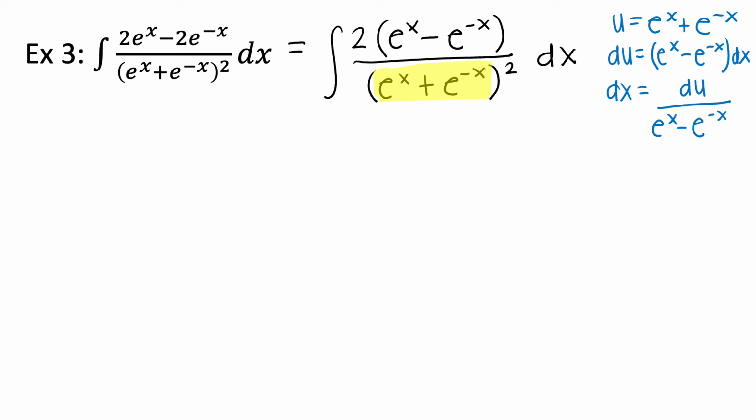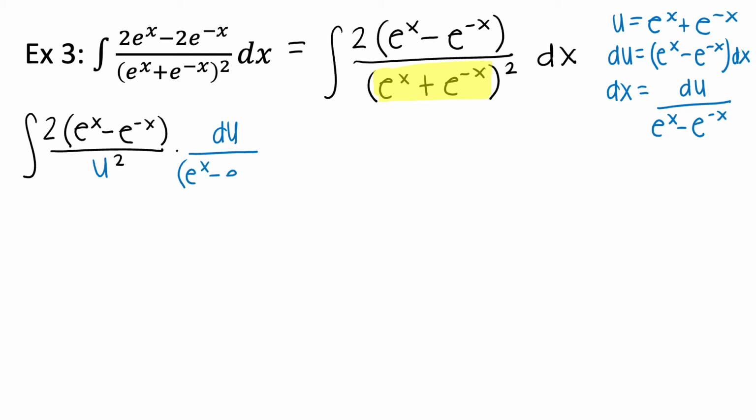So classic u substitution. Let's go ahead and replace those u and du into our equation and see what we have left. So here we have the integral of 2 times e to the x minus e to the negative x over, we can replace with u squared, and then we can replace our dx with du over the quantity e to the x minus e to the negative x. So making those substitutions, hopefully you're noticing that now the e to the x minus e to the negative x match in our numerator and denominator, so they cancel out. We still have that 2, but that's okay. It's just a constant multiple. It can get pulled to the front.